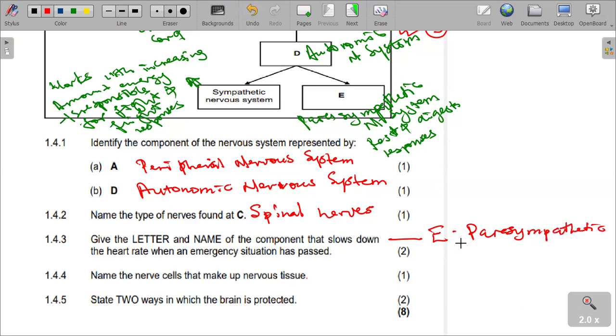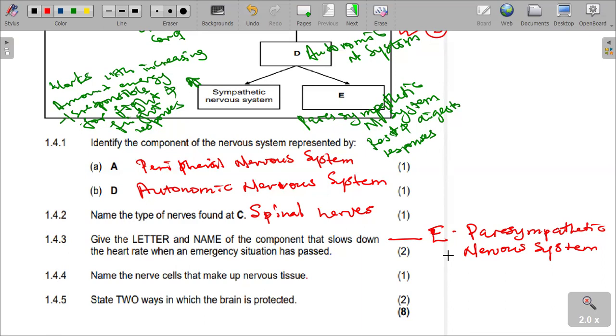Parasympathetic nervous system. We are saying it is the system that slows the heart rate when the emergency situation is passed. It is E that is responsible for that. E has got to do with the controls that the body has to gain when an emergency situation is passed. It is the parasympathetic system that returns the body to normal.